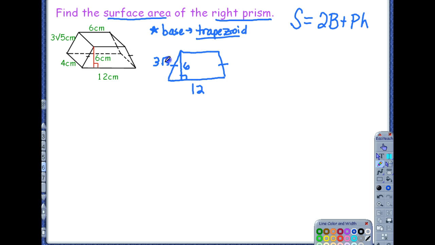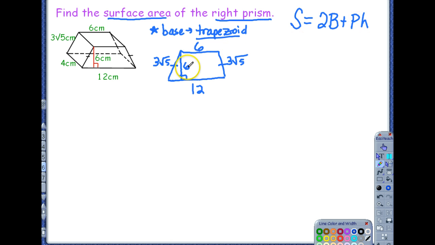So the little congruent, the legs of them basically. And the top edge is 6. All right. Now, here's the deal. We need to know the base area, so we've got to figure out how to find the area of a trapezoid. And I need to know the perimeter of the base, which is just adding up all the sides, which we have now. And I need to find the height of the prism.